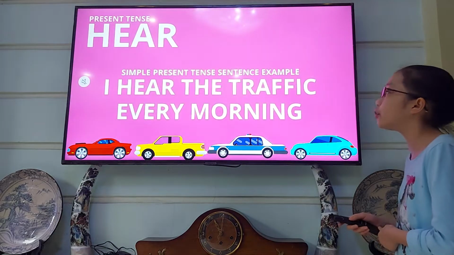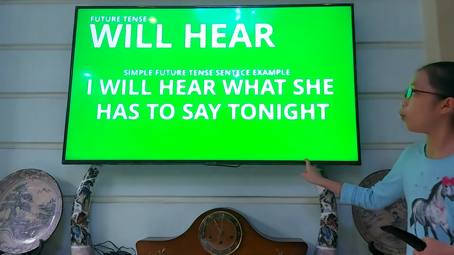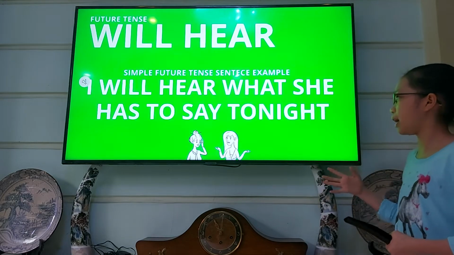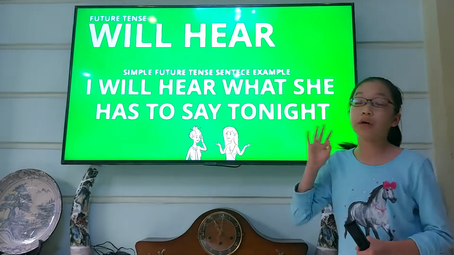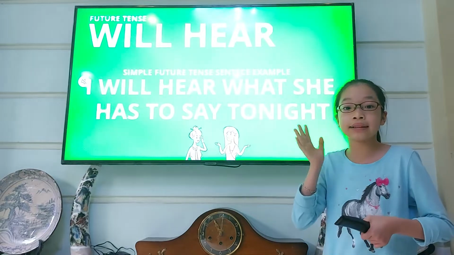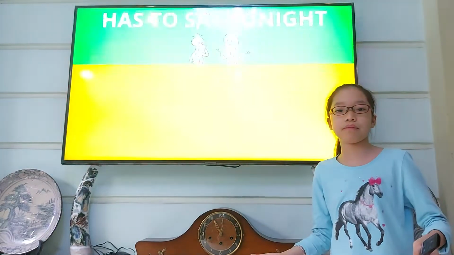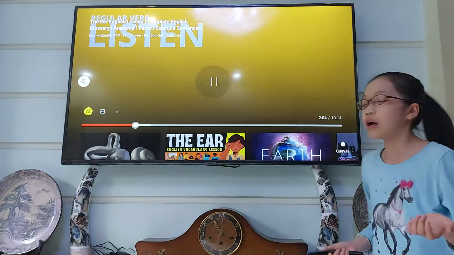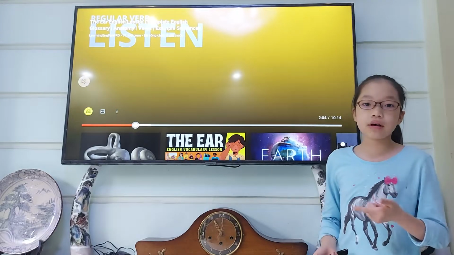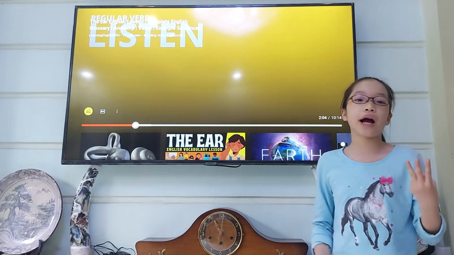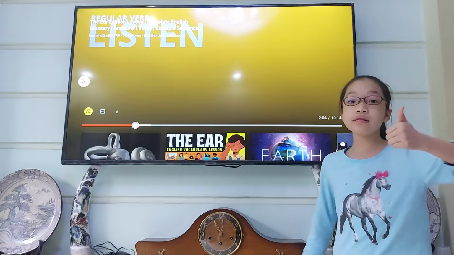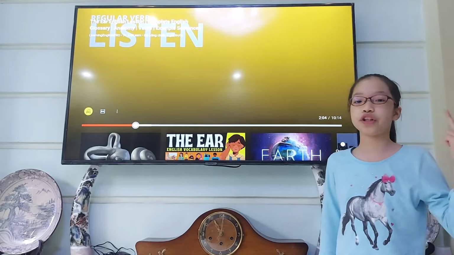Next, we have the future tense, which has the example right here. Will hear. I will hear what she has to say tonight. She has to say something, apologize to me maybe. And make sure you make your own example sentence for the three tenses that we're practicing. Present tense, past tense, and future tense.